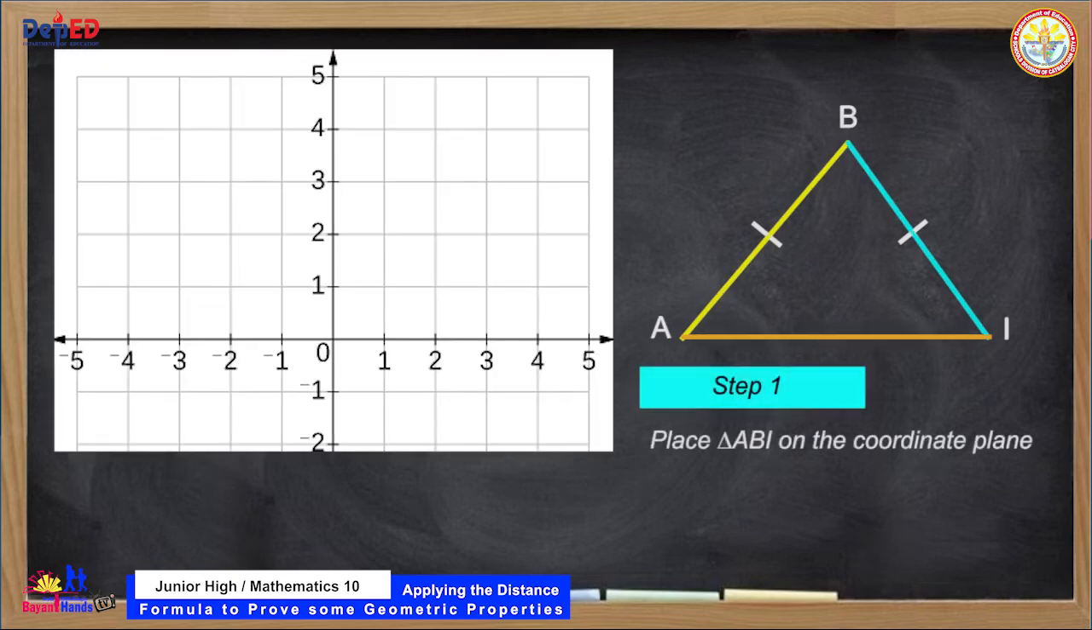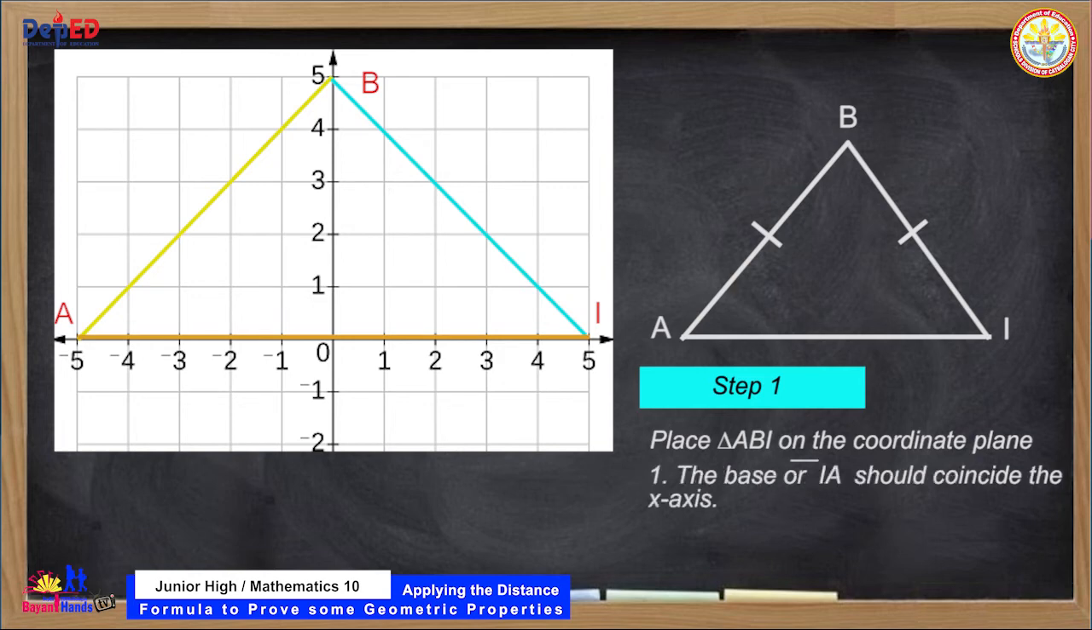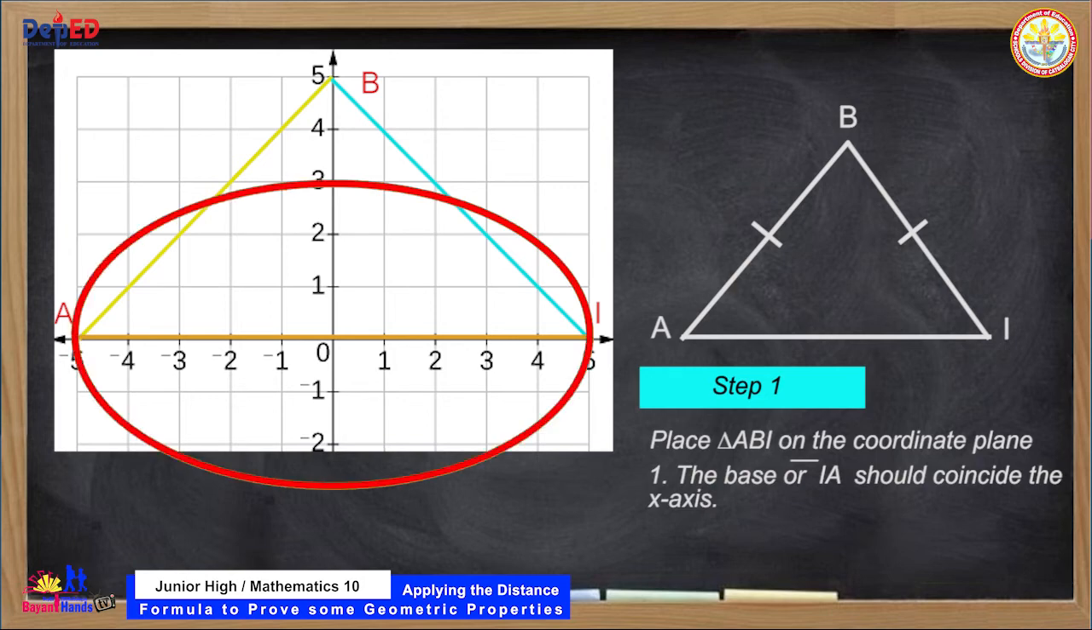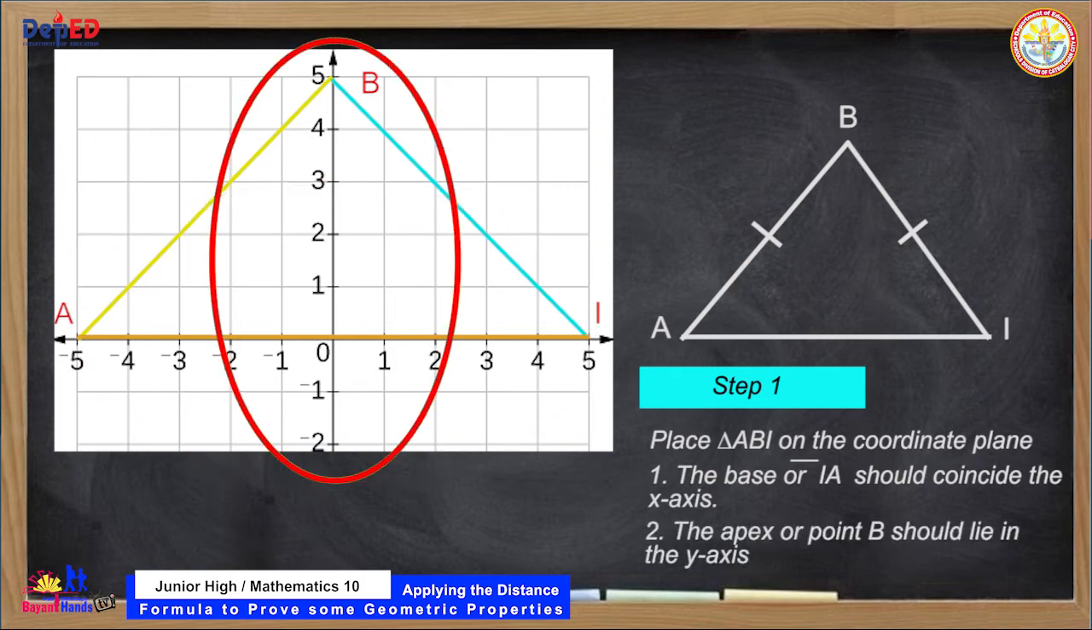Step 1. Place triangle ABI on the coordinate plane. In placing the geometric figure in the XY plane, you need to take note of the following. First, the base or segment IA should coincide with the x-axis. Next, the apex or point B should lie on the y-axis.